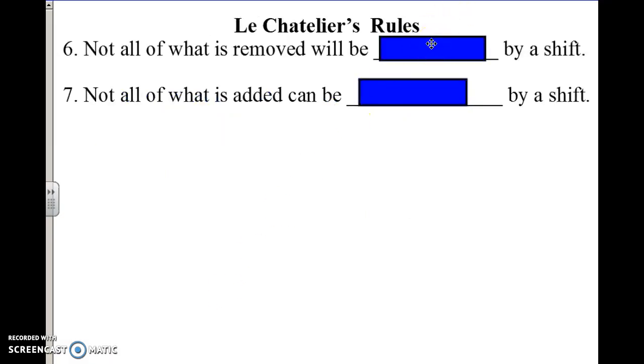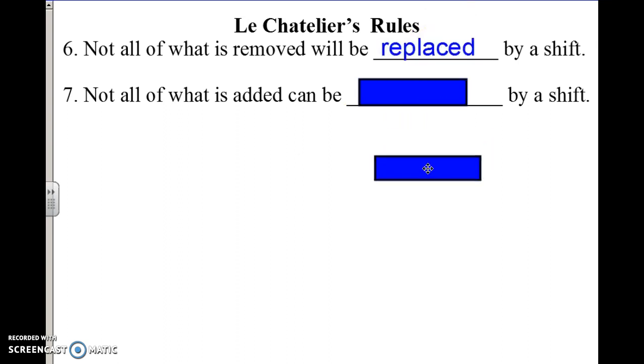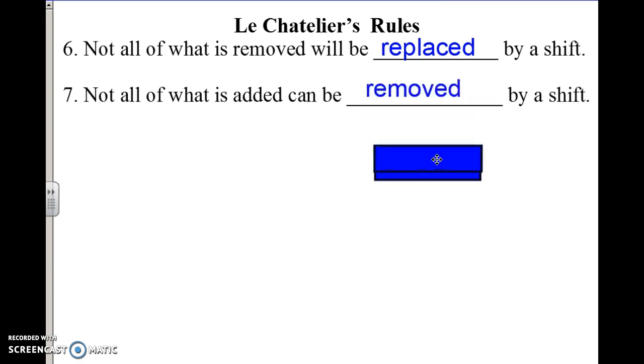Some rules that go with Le Chatelier: not all of what is removed will be replaced by a shift in the chemical reaction. And not all of what is added will be removed by a chemical shift. So the reaction will try to replace whatever is removed and remove whatever has been added to it, but it can't do it 100%.